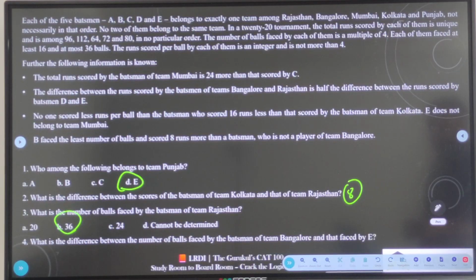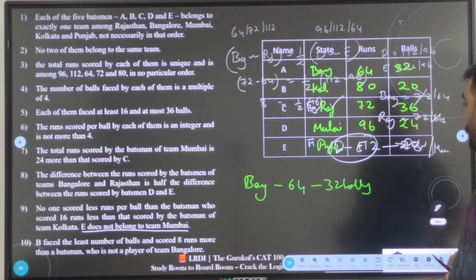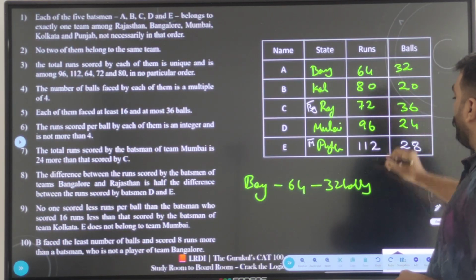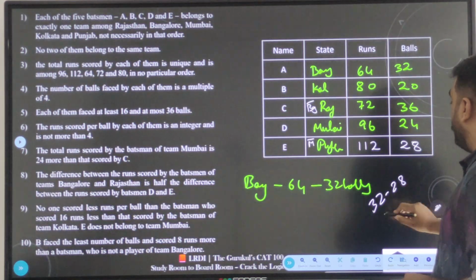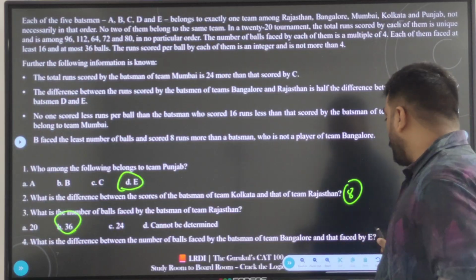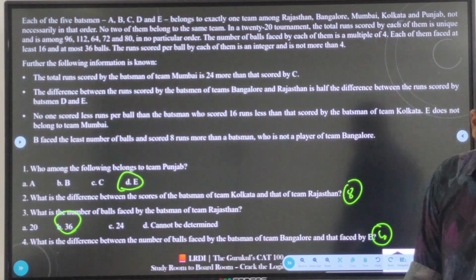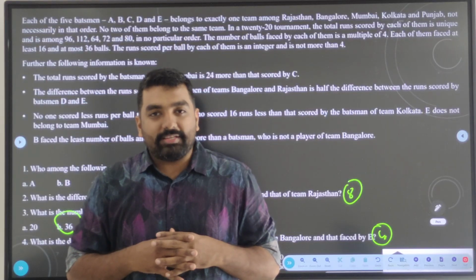What is the difference between the number of balls faced by the batsman of Team Bangalore and that of faced by E? Bangalore and E, number of balls. Bangalore is here, number of balls are 32. E is here, number of balls are 28. Difference between them is 4. Answer is option, sorry, it's a numerical one. Answer is 4. Perfect. So with this, we'll end this set over here.